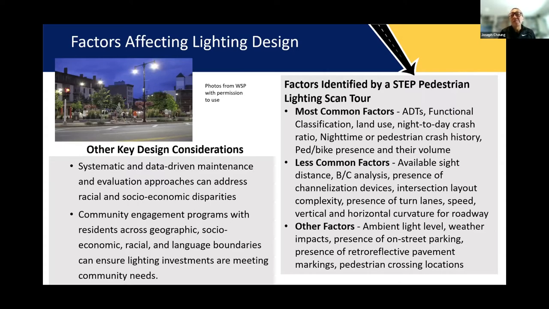What about proper marking to separate the pedestrian as well as the bike traffic? What kind of intersection layout? Are we talking about a roundabout? Are we talking about an alternative intersection and all that? So a lot of it comes into play. They all kind of blend together when you have to design pedestrian facilities lighting to help enhance pedestrian visibility.